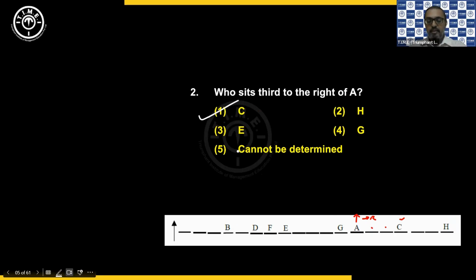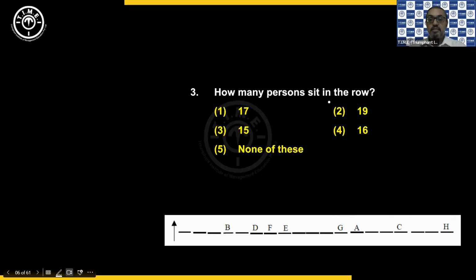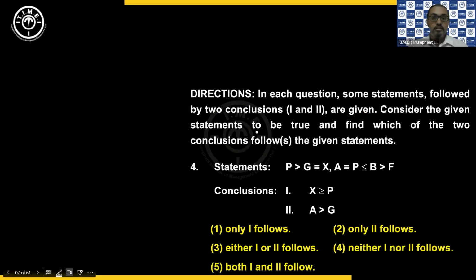Then next, how many persons sit in the row? So we know there are a total of 19 persons in the row. Choice 2. Right. So those are the questions you have in that set.